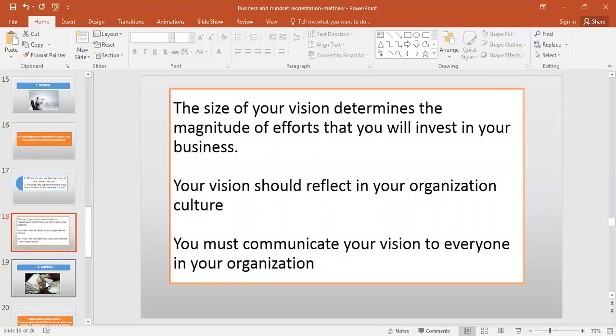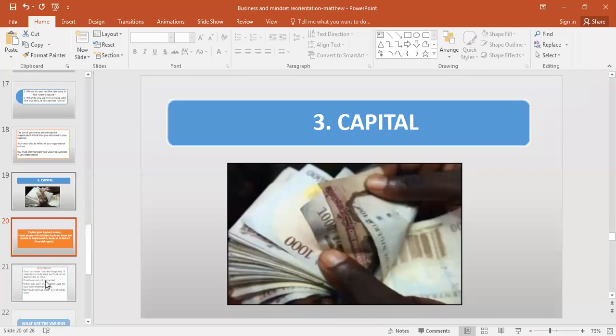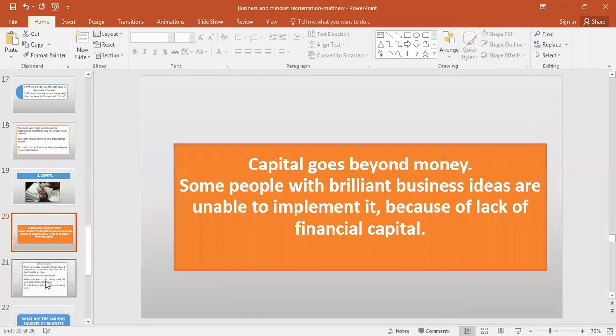So after you have developed a vision, now you know where you are heading to. You know what you want to achieve. You know you have a direction. Then the next question is, how much do we need to start this business? It's always key for you to understand what you need in terms of cash to start the business and every other necessary requirement. But the bitter truth is that capital goes beyond money. It goes beyond cash.